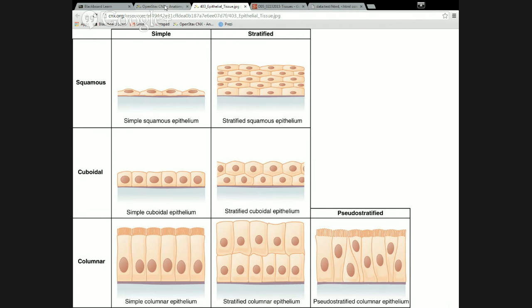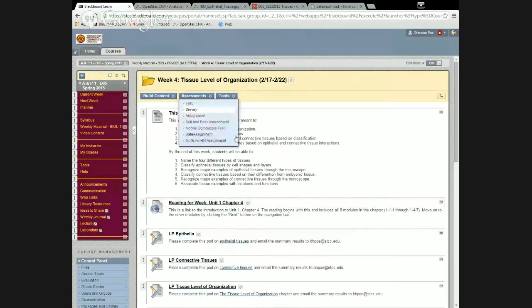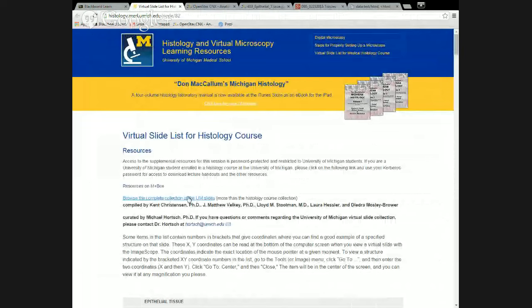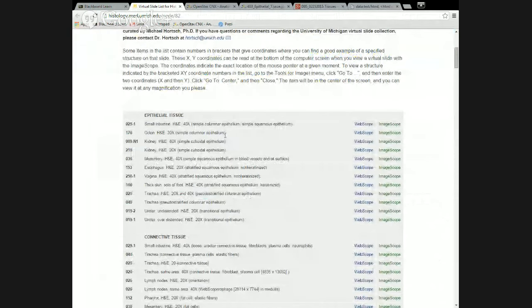Now, I want to show you some actual tissue here. Oops, not from here. I want to go back to Blackboard. At the bottom of the material for this week, there's a link that says University of Michigan Histology website. This takes you to a website with links to all sorts of different examples of tissues. There are two links for each type of tissue. One says WebScope, the other says ImageScope. You want to use the WebScope link. ImageScope is what at the University of Michigan they can use because they have this program on their lab computers, and that won't do anything for us. WebScope, however, is better for what we want to talk about.